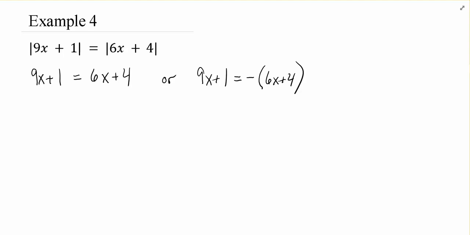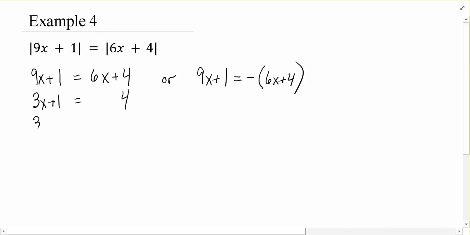So for the equation on the left, we're going to subtract 6x from both sides. Then we can subtract the 1. Then we can divide by the 3, and there's an answer. X is 1.